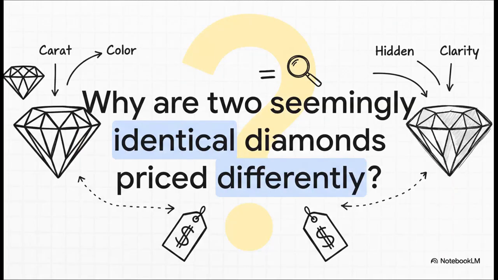Have you ever been in this situation? You're looking at two diamonds. On paper, they look exactly the same. Same carat weight, same color grade, same clarity, but for some reason, one is way more expensive than the other. So what gives? What's the hidden factor that's making all the difference?